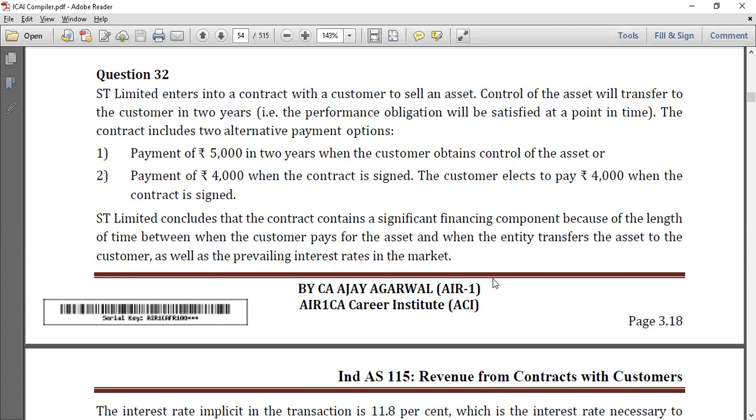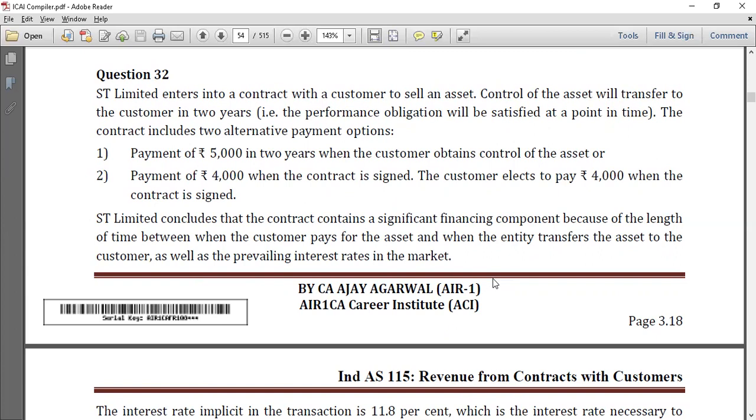So ST Limited concludes that the contract contains a significant financing component because of the length of time between when the customer pays for the asset and when the entity transfers the asset. Here the period between when the contract is signed and the asset is transferred is 2 years. Going forward we'll read about the practical expedient. As the time gap is more than 1 year, the practical expedient is not applicable. When we learn the practical expedient concept, we'll go into detail.